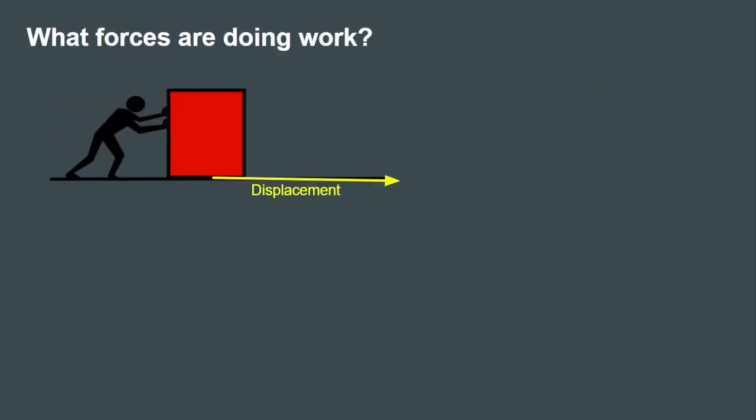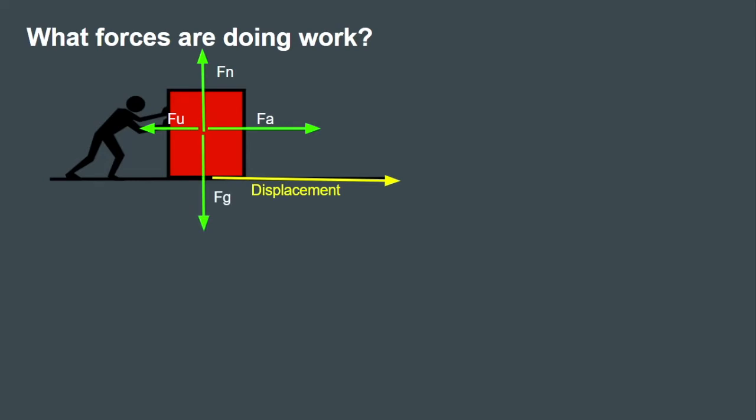So let's take a look at an example really quick where we try to identify what forces are doing work. So we have a person pushing a box, so we have a force applied to the right, and then there's also going to be some friction pushing back on the box to the left. We notice that the box is on a surface, so we're going to have force normal pointing up, and then also the box has mass, so we're going to have force gravity pointing down.